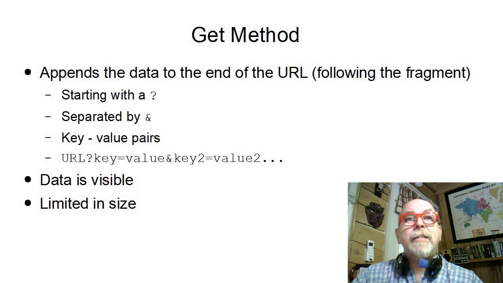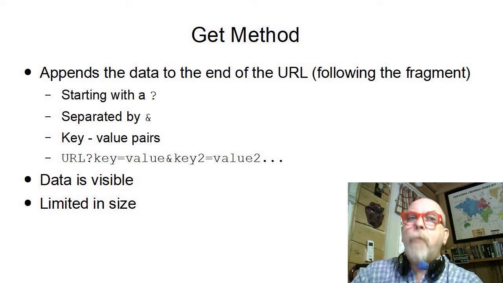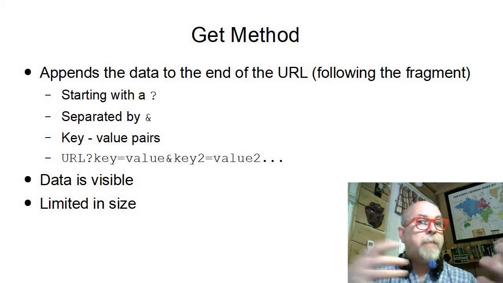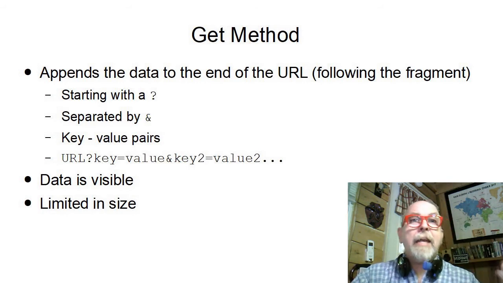The user can see it in the URL in the web browser, and anyone on the network who can see the network traffic can see that. Even if it's to an encrypted server, all of that data is visible. So you certainly don't want to send a password using a get method. Also, get methods are very limited in size. So if you've got any significant amount of data, you can't use a get method either.